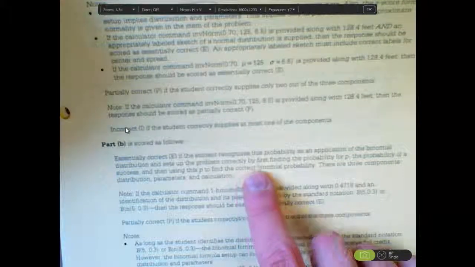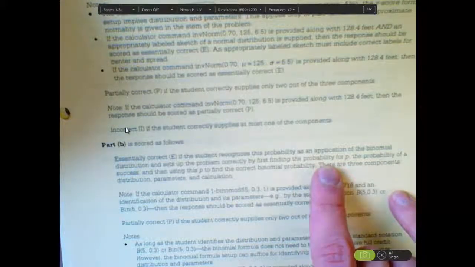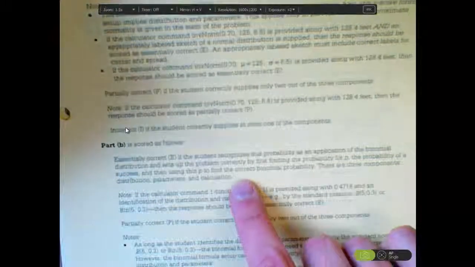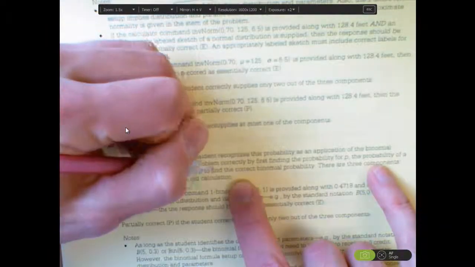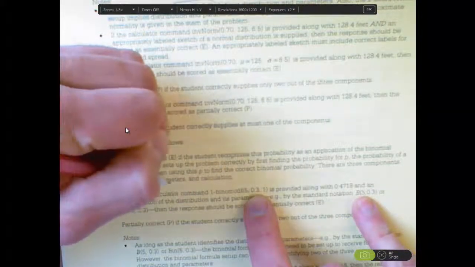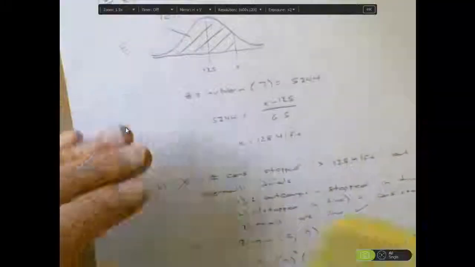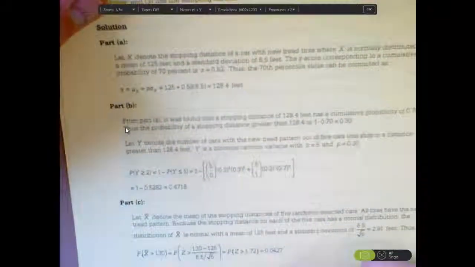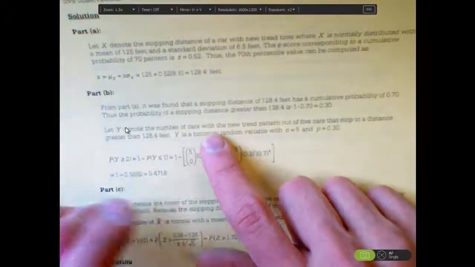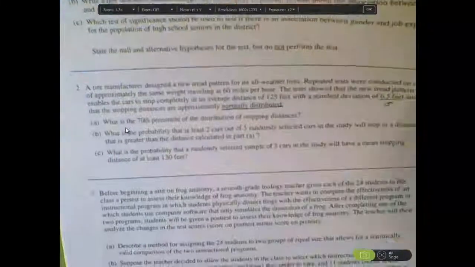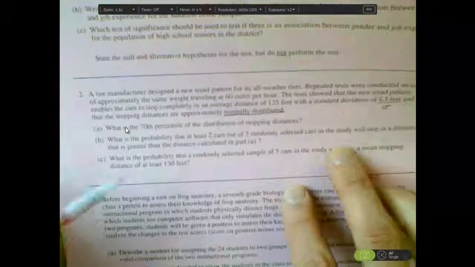In part B, it's essentially correct if you recognize the probability as an application of the binomial distribution, find the probability of success first, and then use this p to find the correct binomial probability. There's three components: the distribution, the parameters, and the calculation. And I already know that I messed this one up, but I wanted to leave it on here because that's what happened.